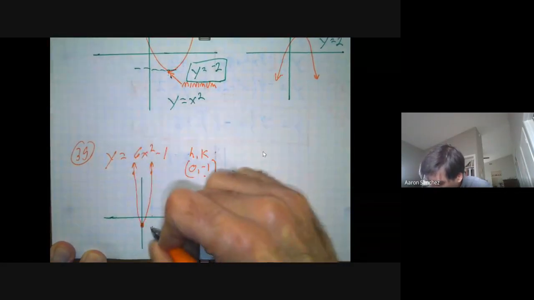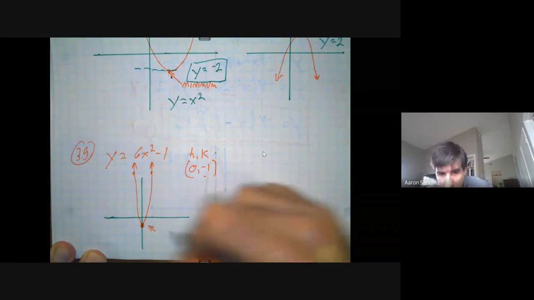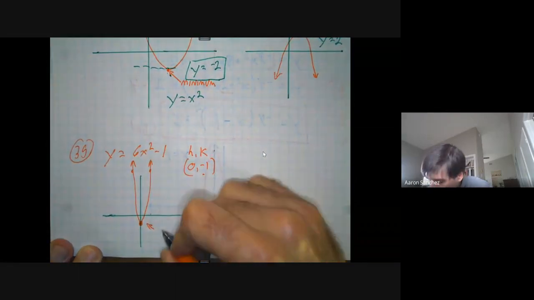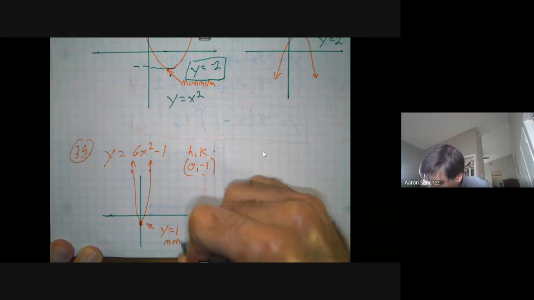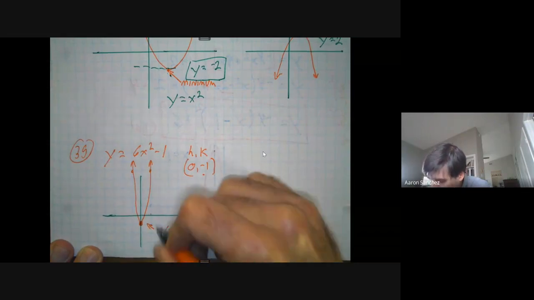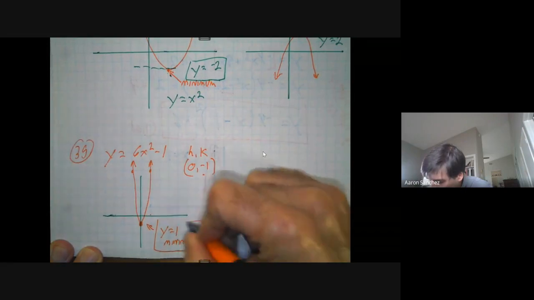And my minimum, it's a minimum, right? Minimum is y equals 1. And you got to write down it's a minimum. So you know if it's a maximum, it's the highest point, and if it's a minimum, it's the lowest point. That's my minimum, is y equals 1.